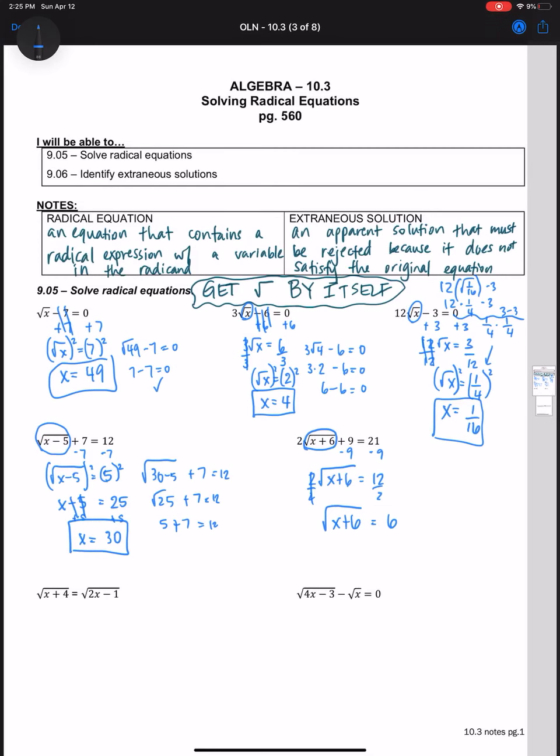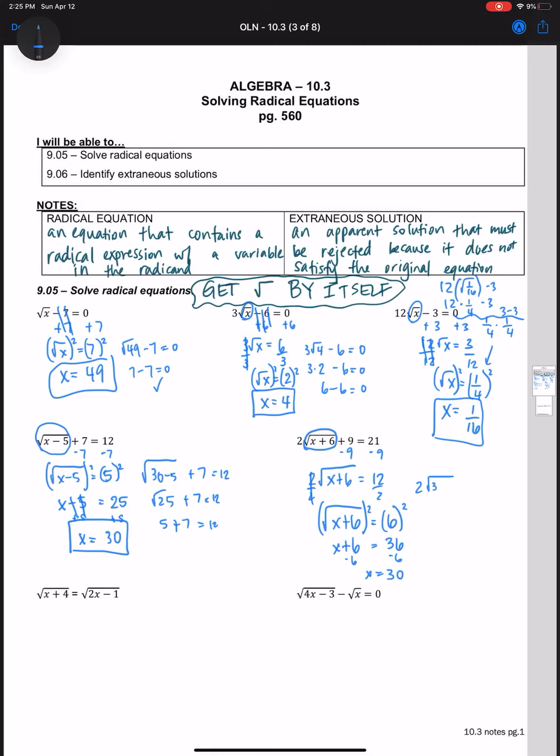All right, we need to get rid of the square root. So we square both sides. Remember that the squared only cancels out the square root, so it's still x plus 6. And that equals 36. Minus 6, minus 6. X is 30.